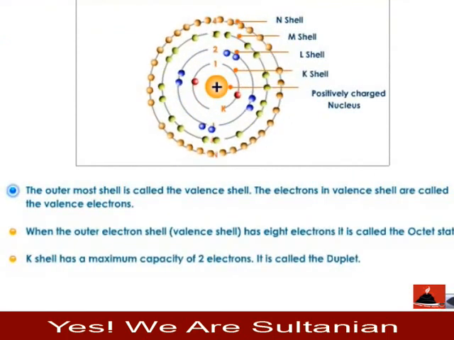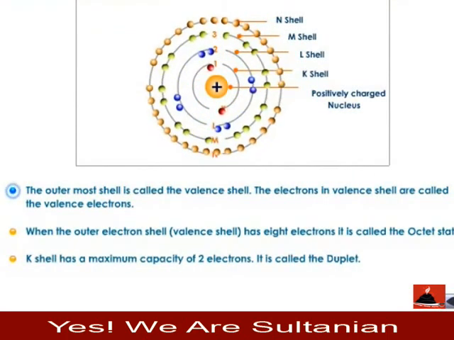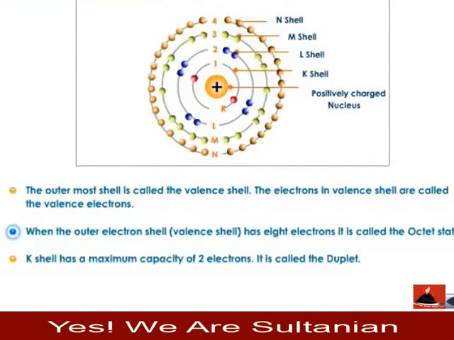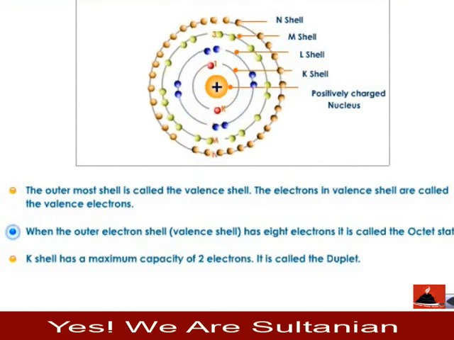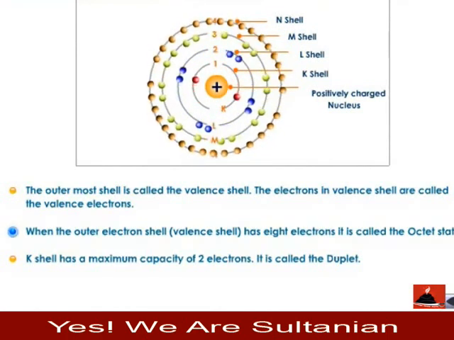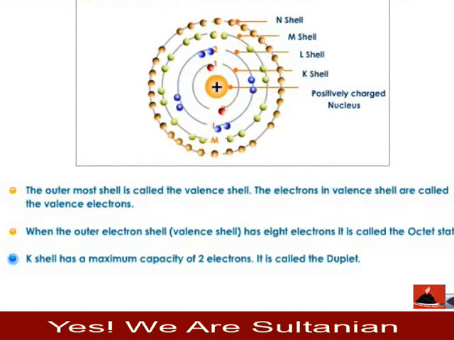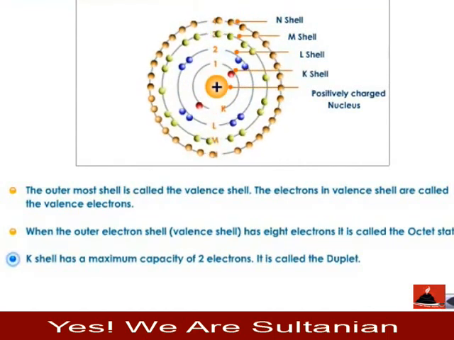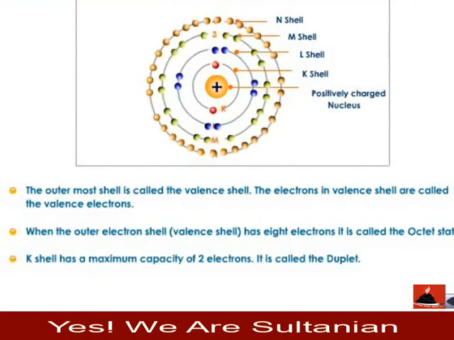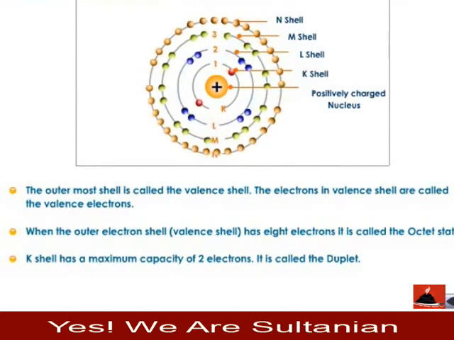The outermost shell is called the valence shell. The electrons in a valence shell are called the valence electrons. When the outer electron shell or valence shell has 8 electrons, it is called the octet state. K shell has a maximum capacity of 2 electrons. It is called the duplet.